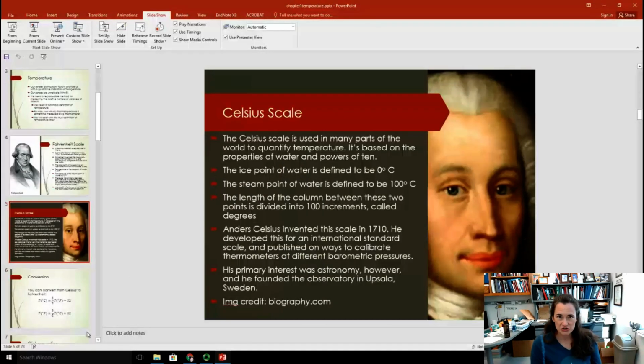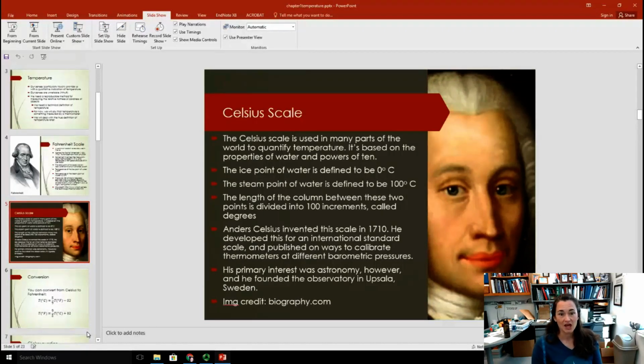Another common temperature scale that we'll see, and is used in weather reports in Europe and other places, is the Celsius scale. The Celsius scale was invented by Anders Celsius in 1710. He developed this scale in a push towards finding an international standard scale. He published on ways to calibrate thermometers at different barometric pressures in the interest of having a standard for measuring temperature that can be compared at different altitudes, different weather conditions in different countries, and so forth.